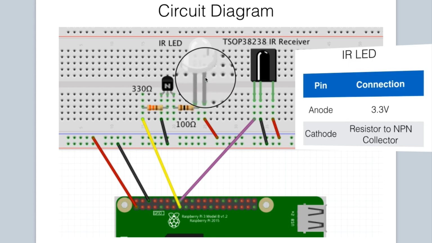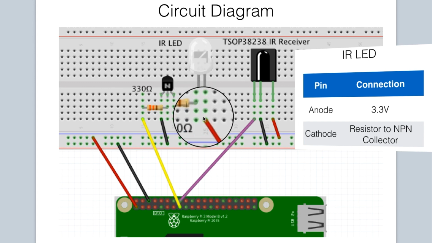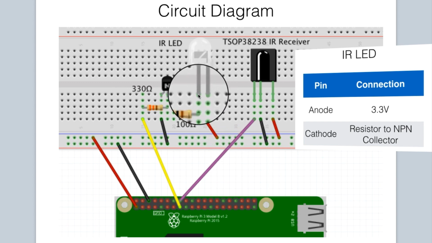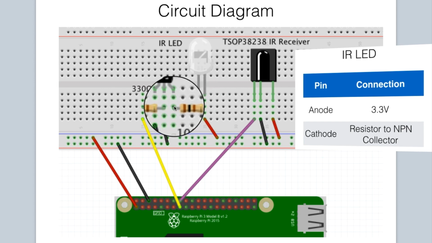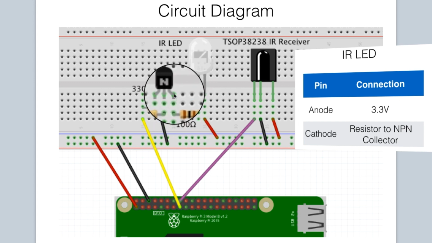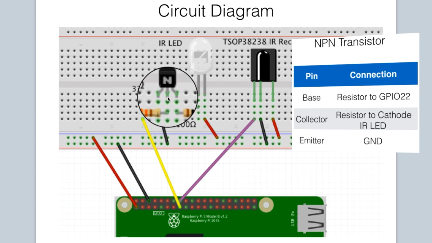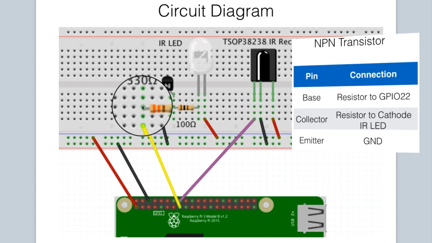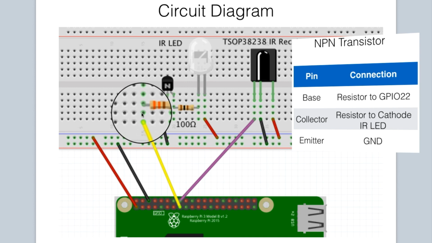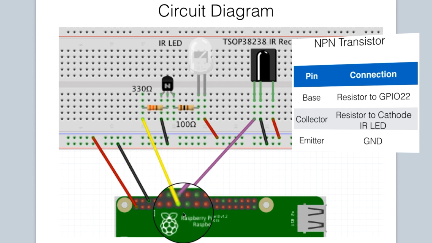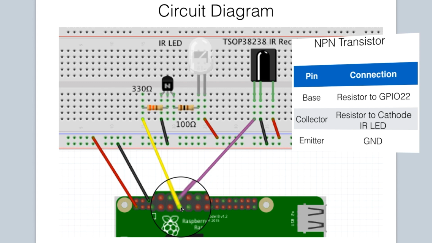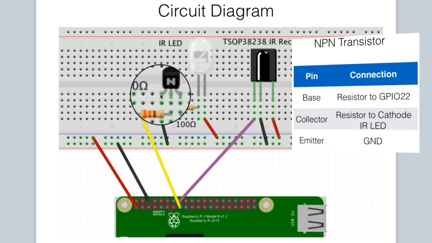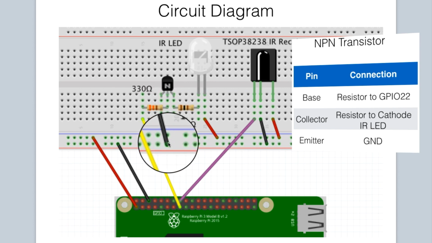The longer pin on the IR LED, or the anode, is connected to the 3.3 volt rail. The cathode, or shorter pin, is connected to a 100 ohm resistor, and the other end of that resistor goes to the collector of our NPN transistor. The middle pin, or the base of our NPN transistor, is connected to a 330 ohm resistor, and the other end of that resistor is connected to GPIO pin 22 or pin 15 on the Raspberry Pi. The emitter of our NPN transistor is connected to the ground rail.